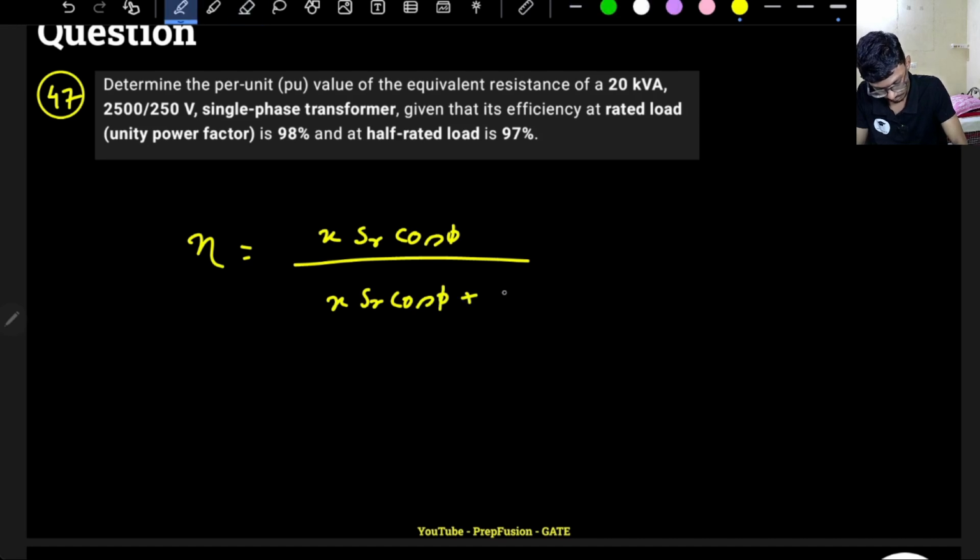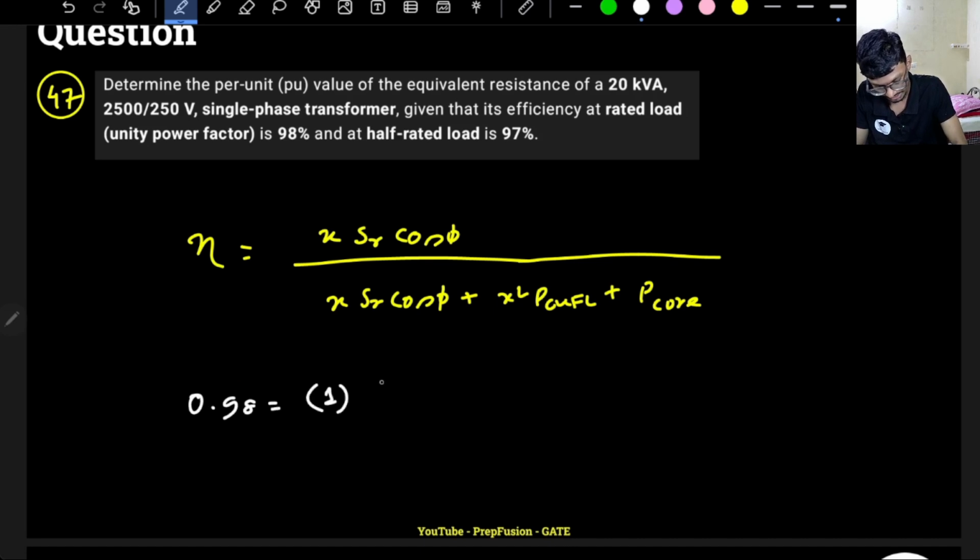plus P_cu, X square into P_cu FL, plus P core. Now they have told me that I am operating at full load, rated condition and unity power factor. So that is equals to 98%. So this is 0.98 equals to 1 into S_R. S_R is 20 and it is operating at unity power factor. So this will be 1 only, divided by 20 plus P_cu FL plus P core.